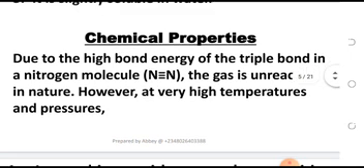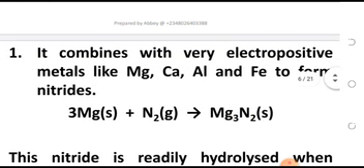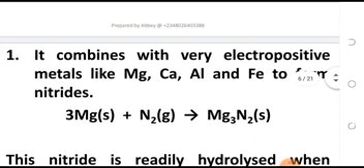Now let's look at number 1 of them. It combines with very electropositive metals like magnesium, calcium, aluminum, and iron to form nitrides. It has to be very electropositive metals because nitrogen itself is not very reactive. So for a chemical reaction to occur with it, it requires another substance that is very reactive. That's why very electropositive metals, because the higher the electropositivity, the higher the reactivity of the metal.